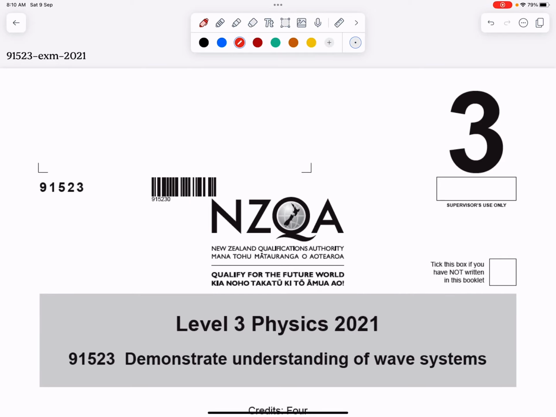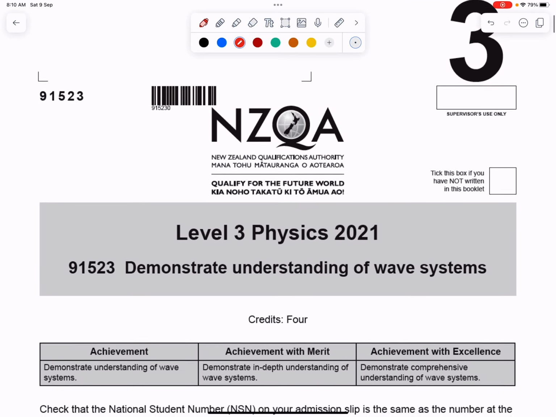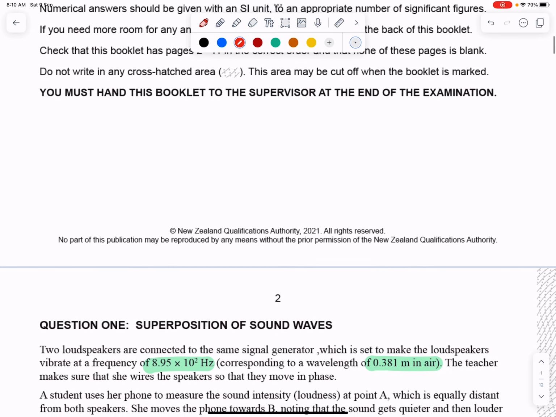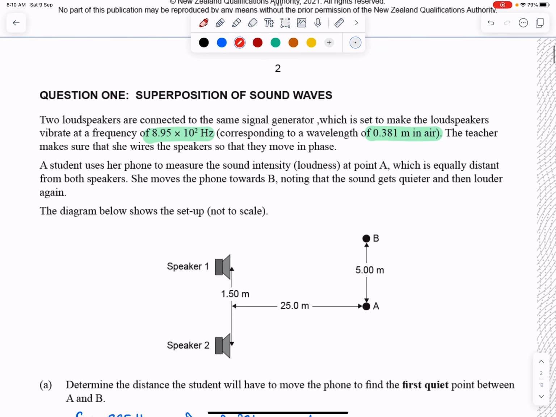2021 Level 3 Physics Waves examination that I am going through. So, question 1 is about superposition of sound waves. The word superposition means two waves occupying the same place at the same time.